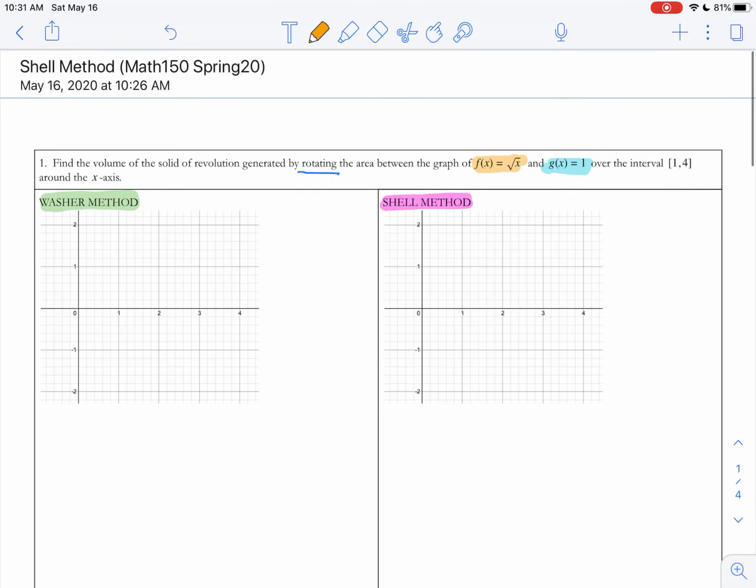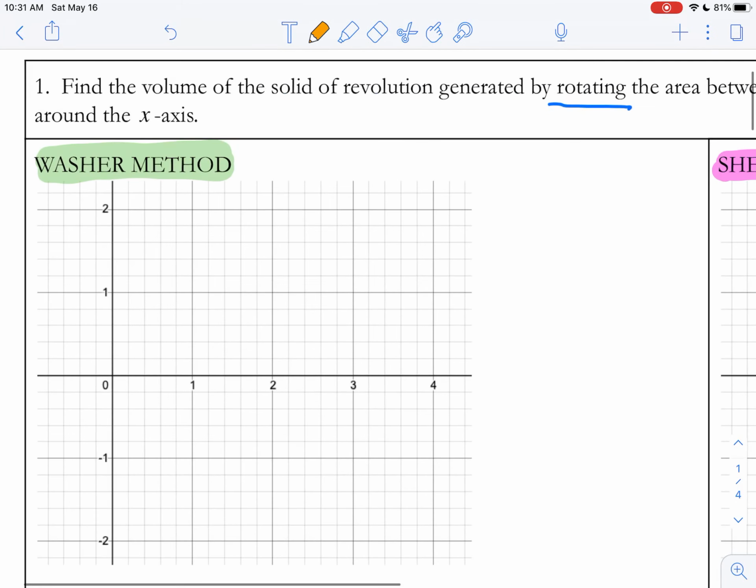So the square root of x, I can always plot a few points. I know that 0, 0 is a point. I know the square root of 1 is 1. And then the next nice point really is the square root of 4 is 2. So those 3 points are nice to give me a good sketch of the curve, and then I can connect those like that.